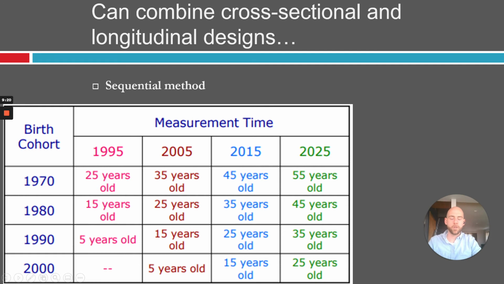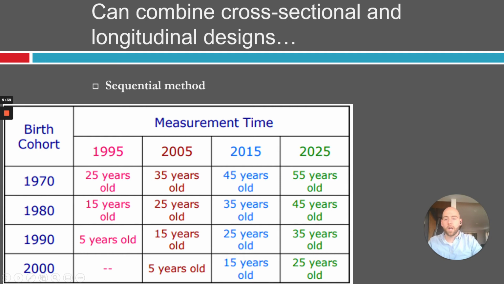So this can be a really, really useful thing to try to offset some of those problems that each of these designs have. However, it is enormously expensive and administratively burdensome to try to do something like this, right? I already told you longitudinal designs are problematic.